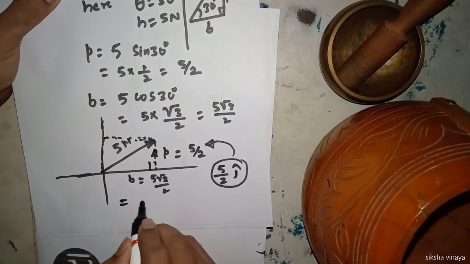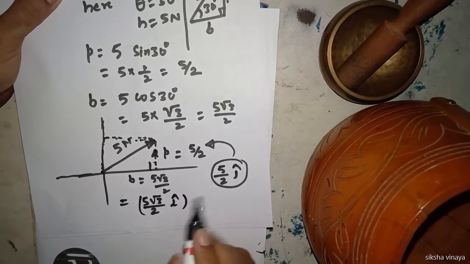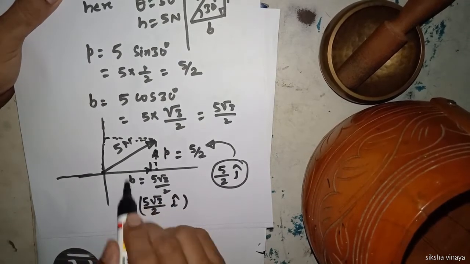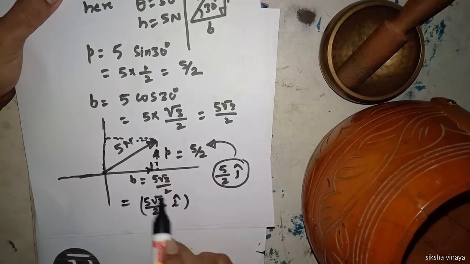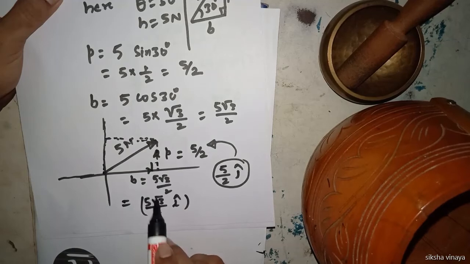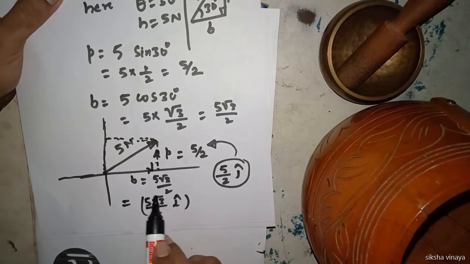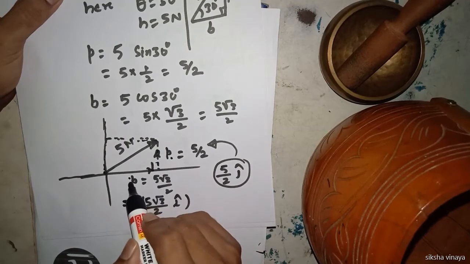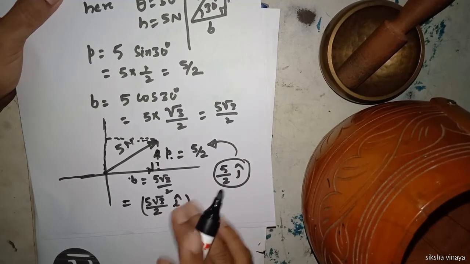And similarly, it can be given by the vector 5 root 3 i cap, because you know that in the positive x-axis, there is a direction vector which is called i cap, and its magnitude is 1. So if you multiply 1 in it, it gives the same magnitude. I've already told you that this vector never changes the value of magnitude. It only gives the idea of direction. So we can write this vector as this and this.